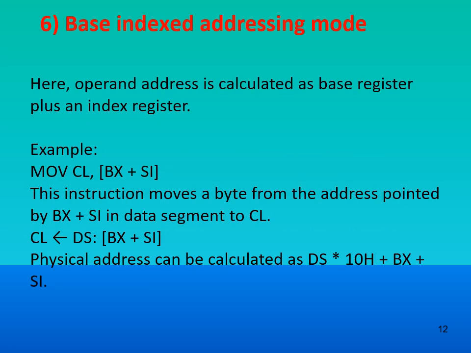So here the operand address is calculated as base register plus an index register. Unlike your previous case, register relative, where you had two parameters, one was the base register and another one was the relative address which was immediately available. Here you have a base register and an index register. Instead of directly giving the displacement, you will be giving that displacement in the SI register. So here the effective address will be DS into 10H plus BX plus SI.